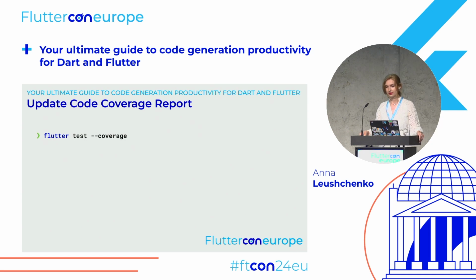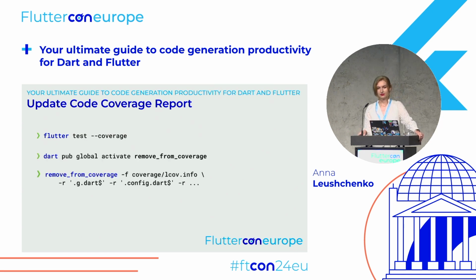So once again, freezed already takes care of it, but for the rest, this can be done with the help of the remove_from_coverage tool. After it is installed, we can instruct it to manipulate the report file and remove generated files based on their extensions. This way, your code coverage percentage measures only the coverage of the code you are actually interested in.